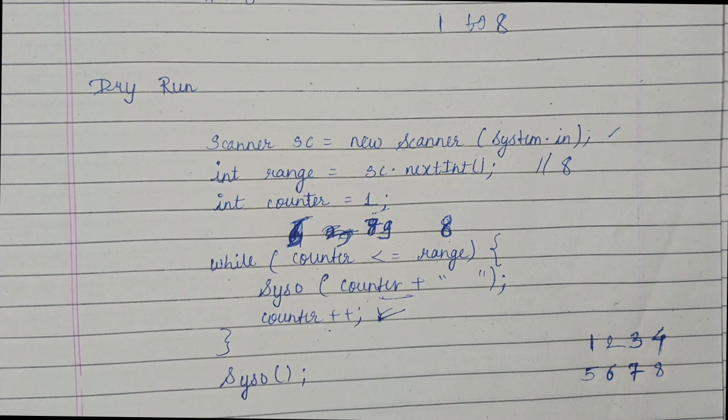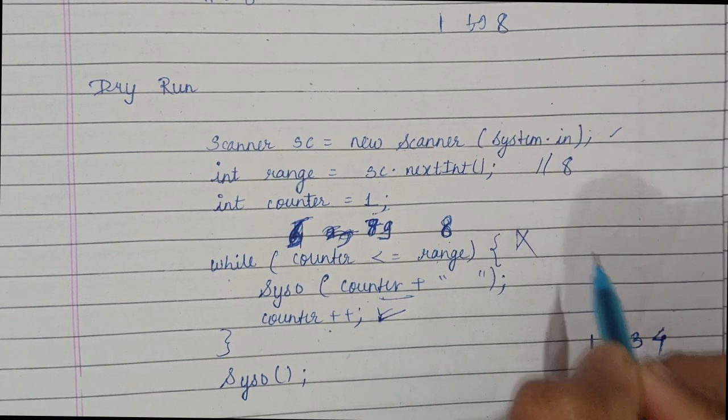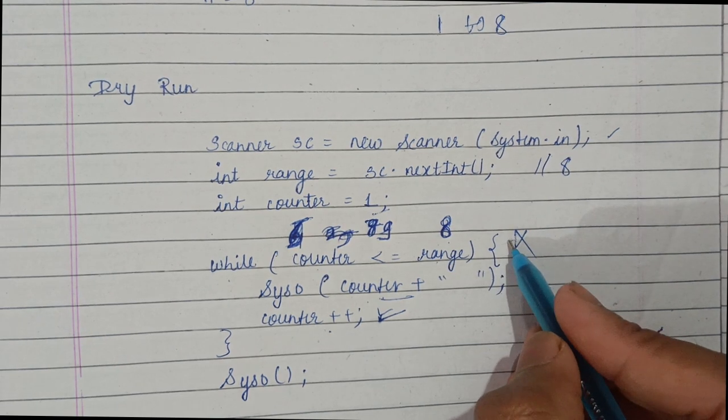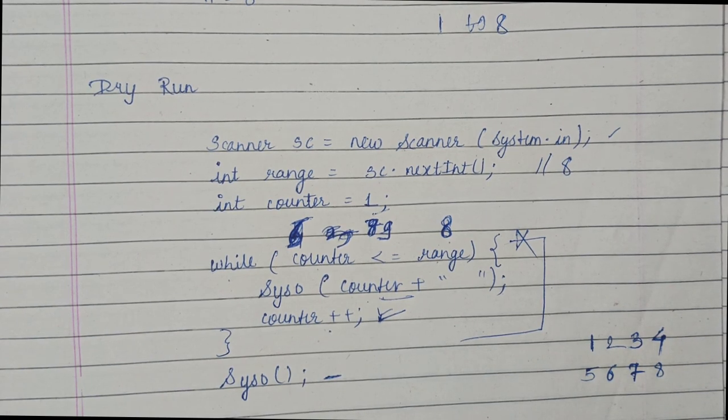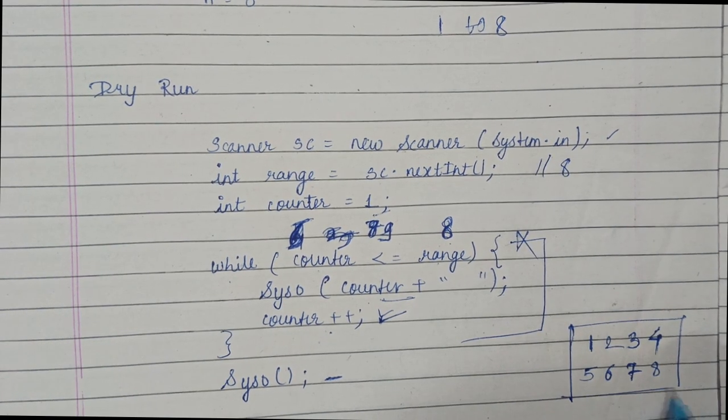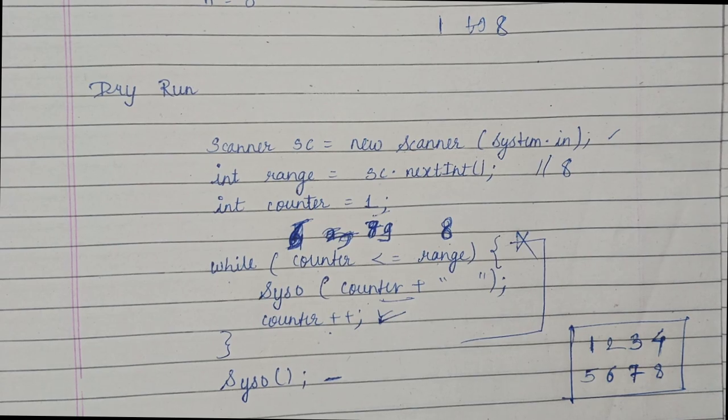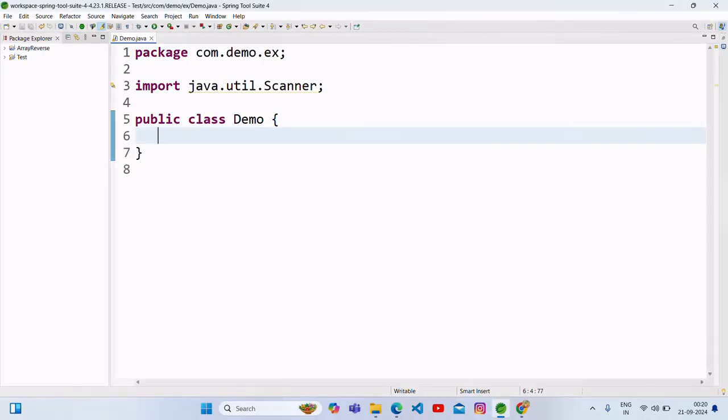Now it will again check the condition: is 9 less than or equal to 8? The condition is false, and it will terminate the loop, come out, and the compiler will go to the next line. So we get this output from 1 to 8. We have printed it. Now let's start with our demonstration.